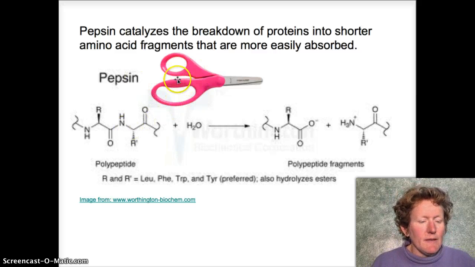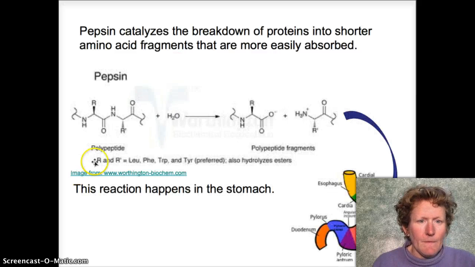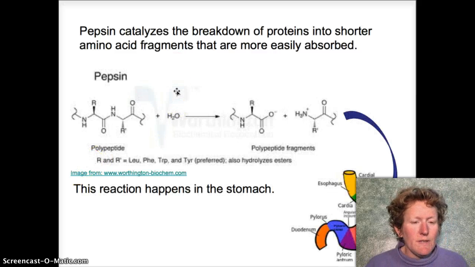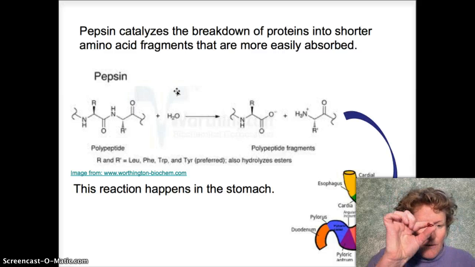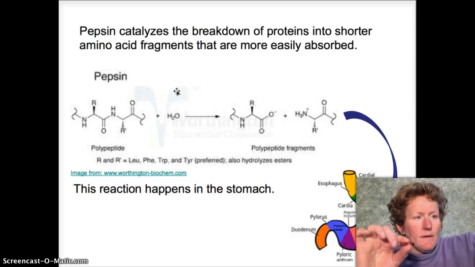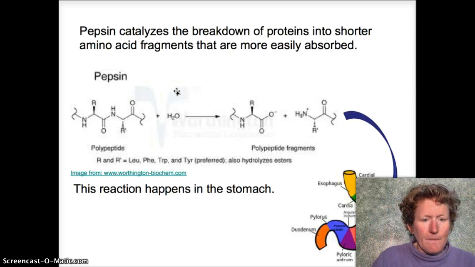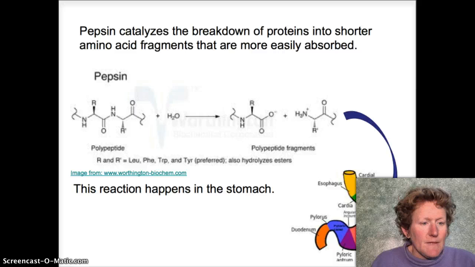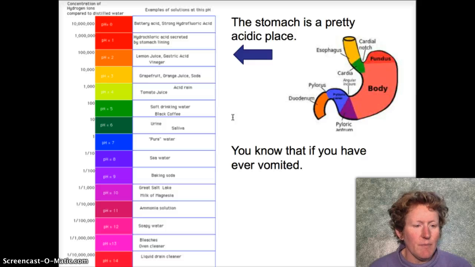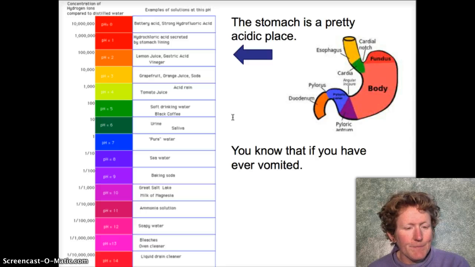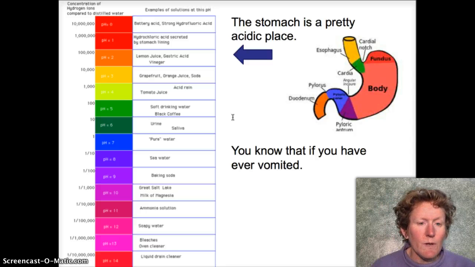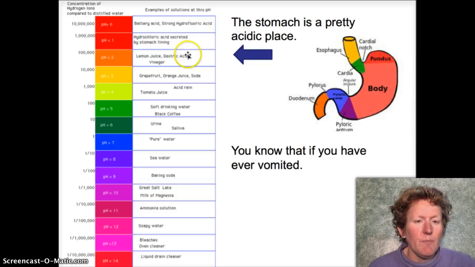So pepsin is a molecular scissors. It catalyzes the breakdown of proteins into shorter amino acid fragments. It turns the big long fragments into shorter ones. And this happens in your stomach. The stomach happens to be a pretty acidic place, and we talked about that when we talked about lactase. Lactase works in a semi-acidic environment. It works in your small intestine, but pepsin, which works in your stomach, has to work in a pretty darn acidic place.